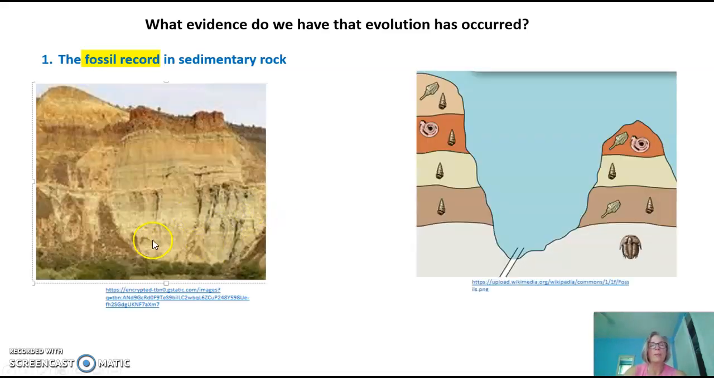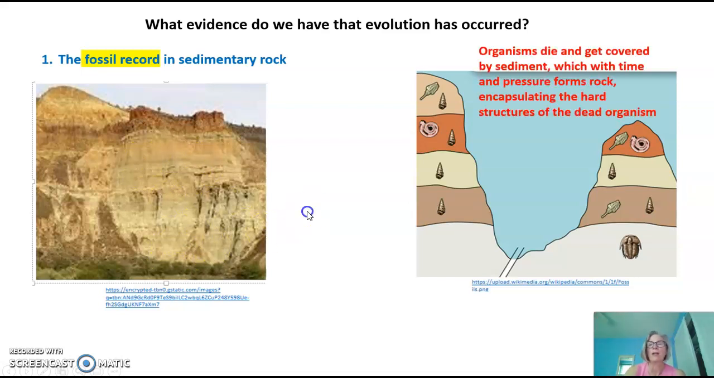So you can look here at this picture of a cliff, and can you see the horizontal stripes in this rock? This is indicative of sedimentary rock that forms from sediments forming in layers over time. In this cartoon version, you can see that organisms die and they get covered by sediment, so dust and dirt. And over time, the pressure of more dust and dirt forms rock and encapsulates the hard structures of the dead organism, ultimately forming a fossil.